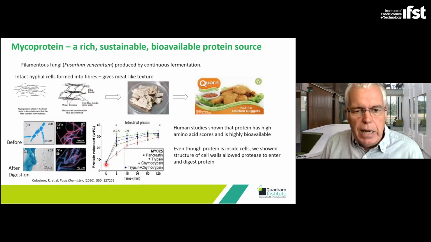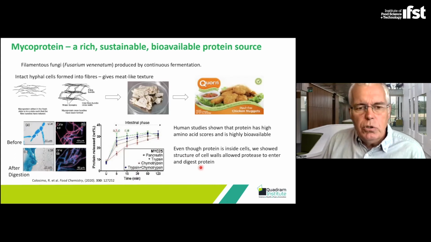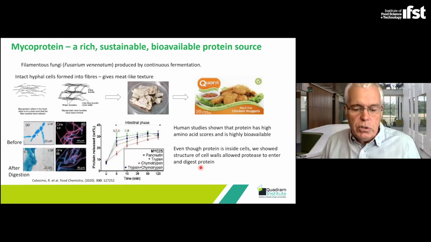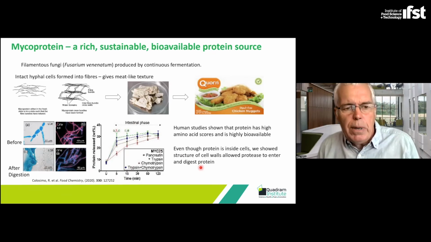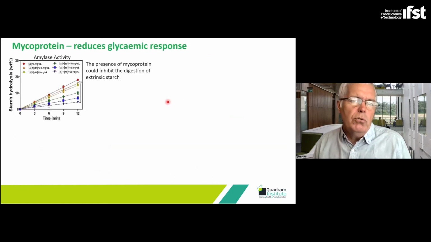Most of the action happens in the small intestine, and it's sensitive to different enzymes. So even though the nutrients are trapped inside those cells, we've shown that the enzymes can actually get into those cells. They're much more porous than plant cells and release that protein. And that structure we found also can reduce the glycaemic response.